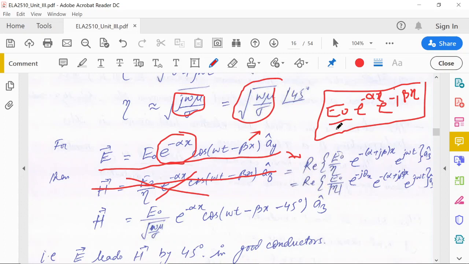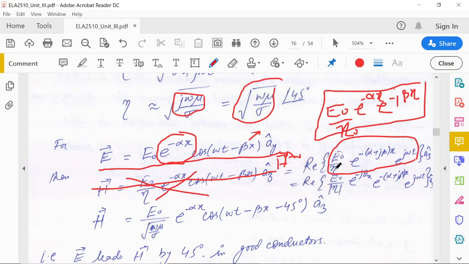You divide with the n naught here. So what we have done here, H will be equal to E naught over eta, e to the power minus alpha plus j beta, multiplied by e to the j omega t. This is the phasor form. We take the real part of this whole factor. We already know the direction: the wave is traveling along ax, and with ay, you take the cross product and you will get az. So we put az.